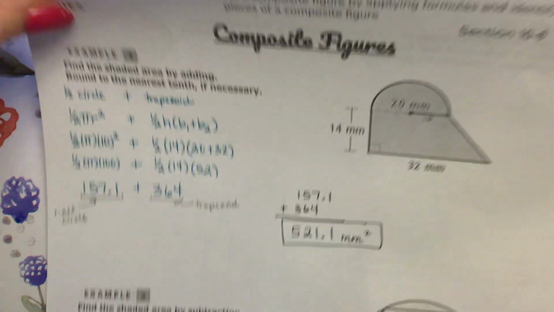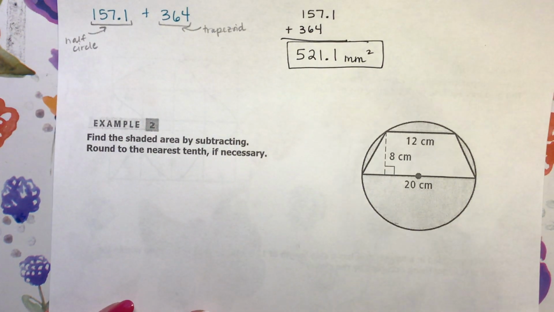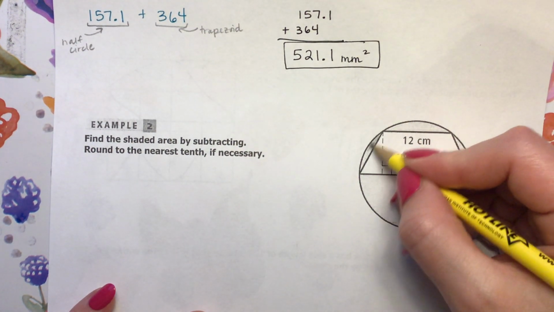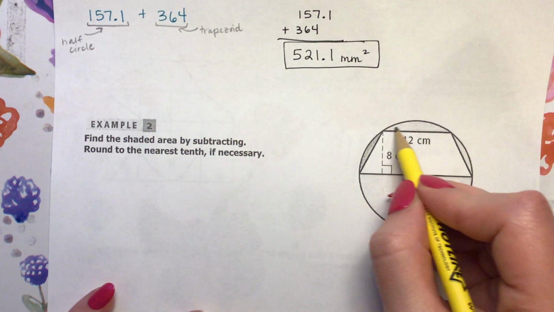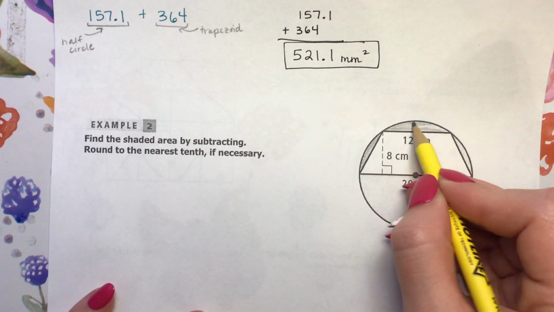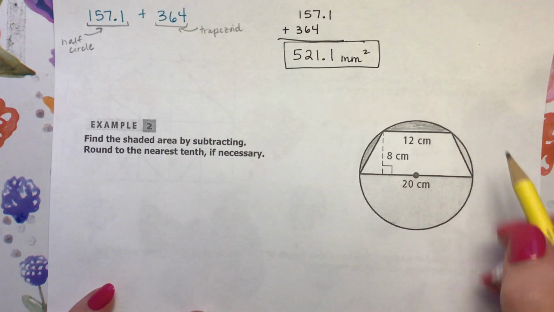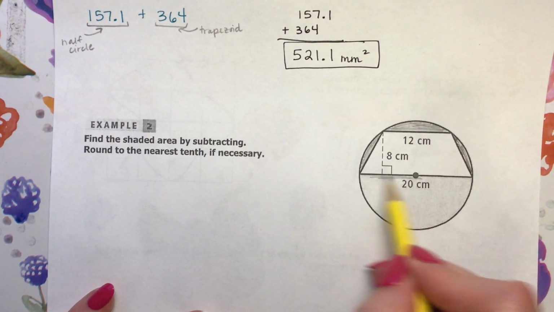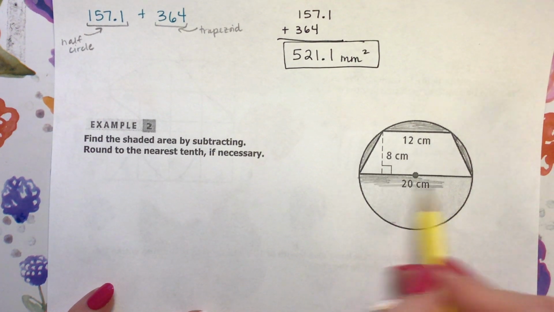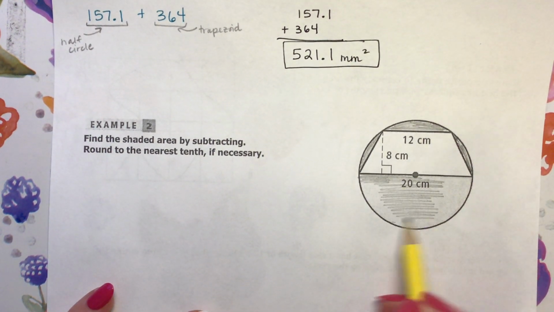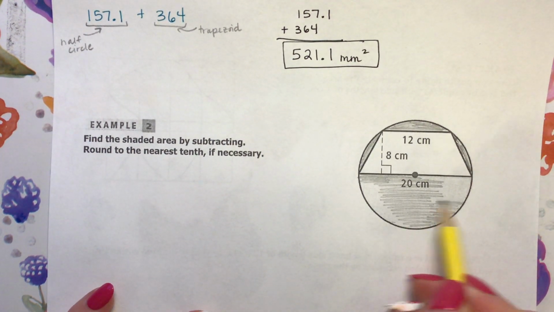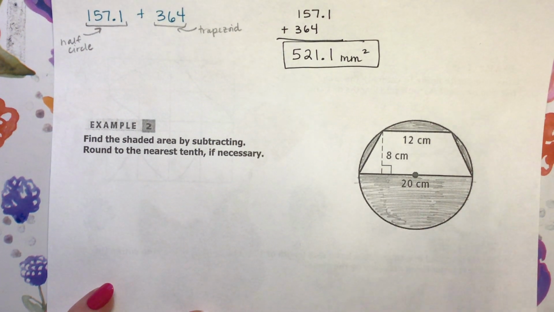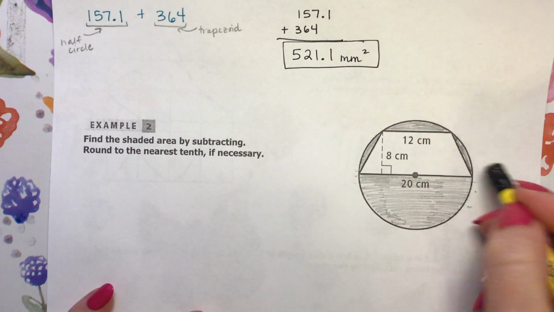In example 2, though, it's a little bit different because now we have a shape within a shape and it's being removed. So I'm actually going to darken this shading a little bit so you can see what we're actually trying to calculate. We're trying to calculate the shaded region of this. Just doing some quick shading here real fast. All right, so that's what we're trying to calculate.